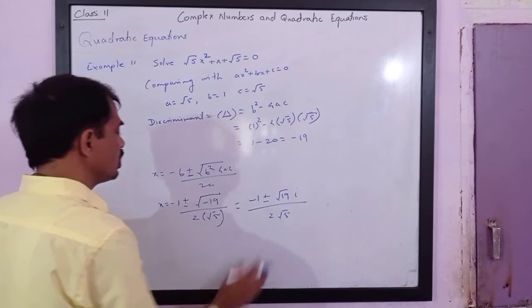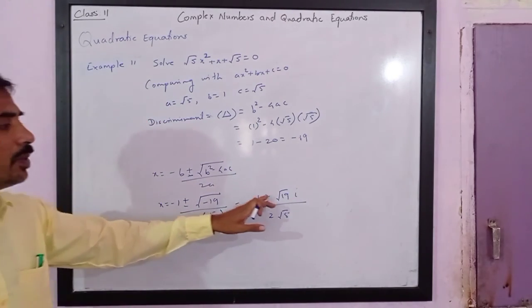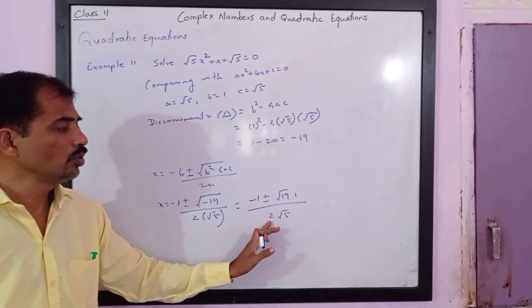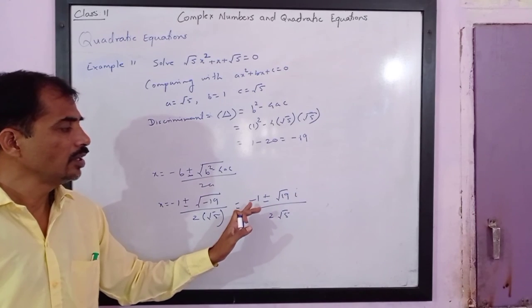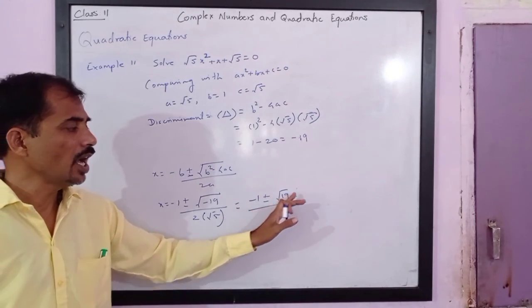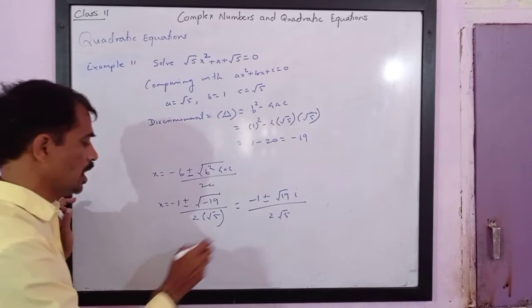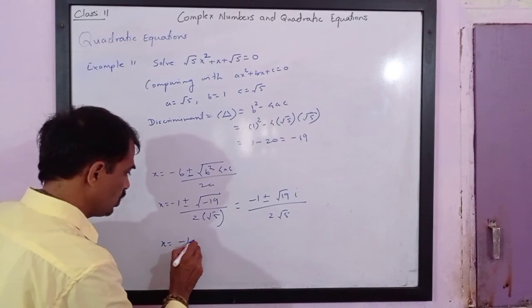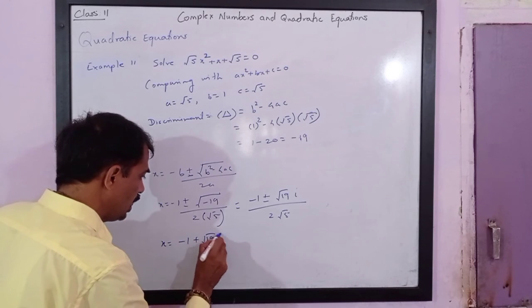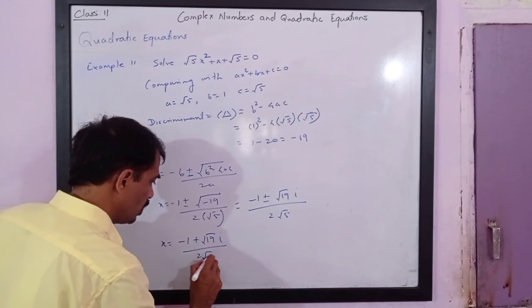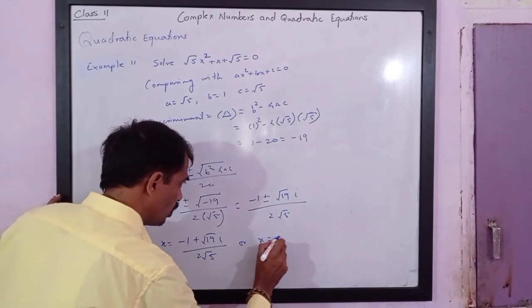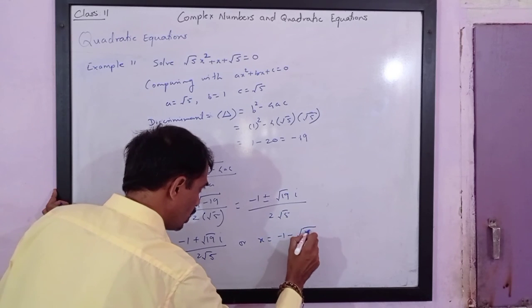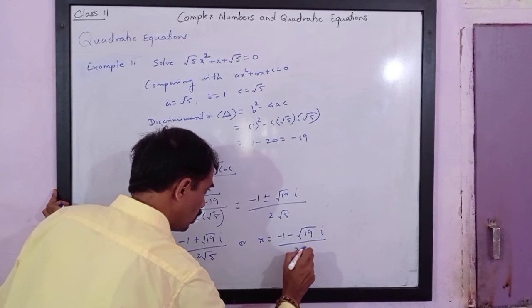So these are the two possibilities. These are the two roots: minus 1 plus root 19i upon 2 root 5, and another root is minus 1 minus root 19i upon 2 root 5. So here x is equal to minus 1 plus root 19i upon 2 root 5, or x is equal to minus 1 minus root of 19i upon 2 root 5.